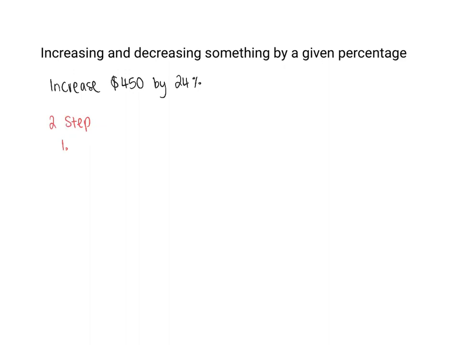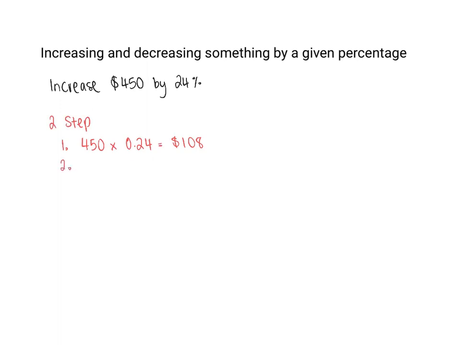Now, for the ease of this video, I'm just going to use the calculated method. Obviously, you could do the non-calc method here as well. So we've got 450 times, for of, and we want 24%, which would be 0.24. Now, if we calculate that, we would get $108. So I know that 24% is 108.